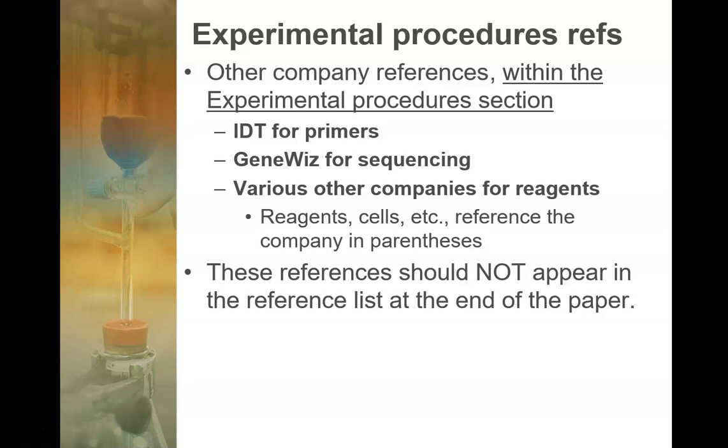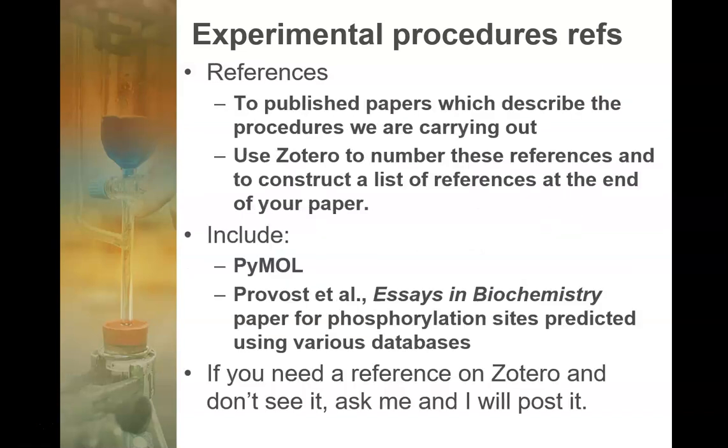Company references, IDT. When you refer to your primers, just say obtained from Integrated DNA Technologies, Coralville, Iowa, done. Just in parentheses. GENEWIZ, Azenta Corporation, done. So for reagent cells, reference the company in parentheses. That's all you have to do, and those references should not appear at the end. I did a search on Zotero to make sure that those references weren't there, just to make sure I did not tempt you. But please don't have them appear at the end of the paper. That's not where they go.